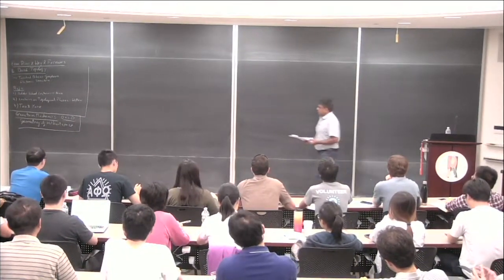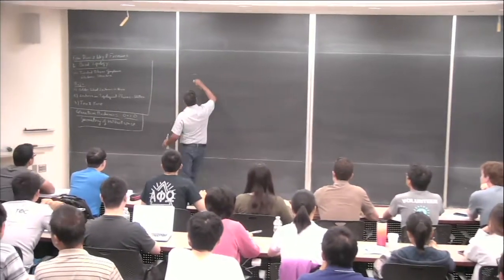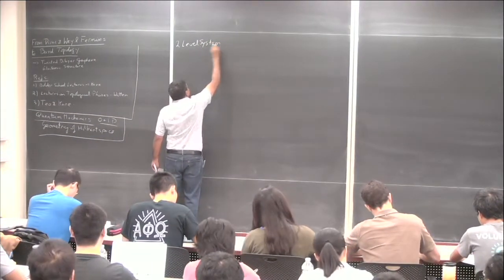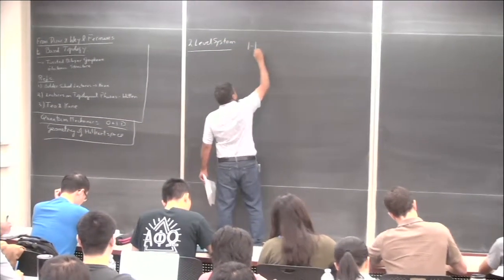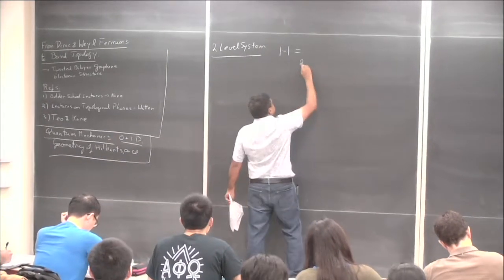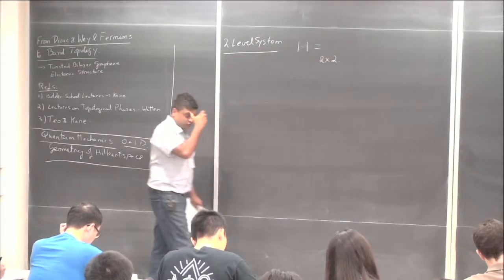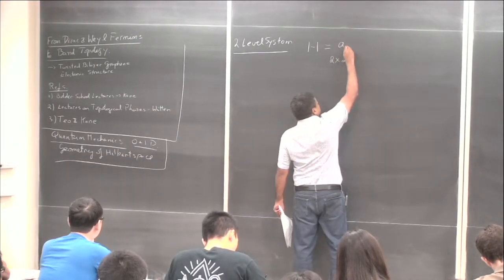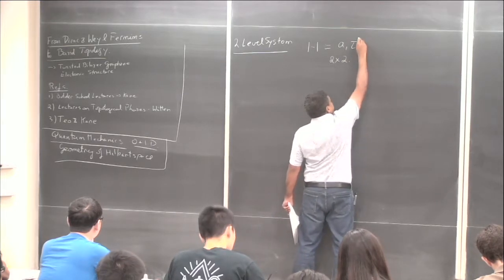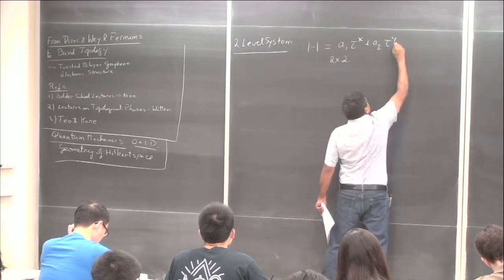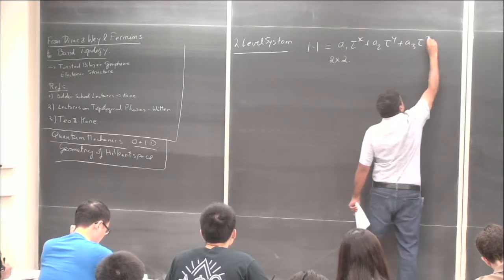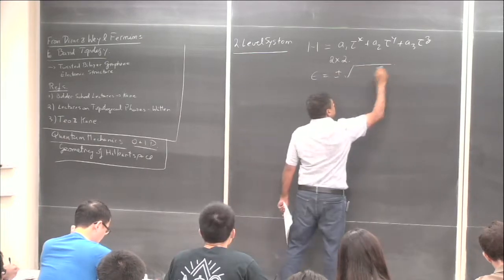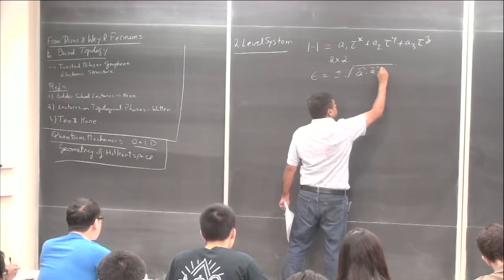Just to begin with the simplest possible system you could imagine. So let's say you had a 2-level system. The Hamiltonian is just some 2 by 2 matrix, and up to some irrelevant overall energy shift, you can simply write it as a bunch of Pauli matrices. And you get energy levels, of course, that are simply the norm of this vector.